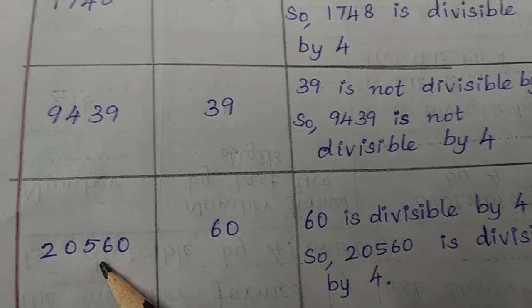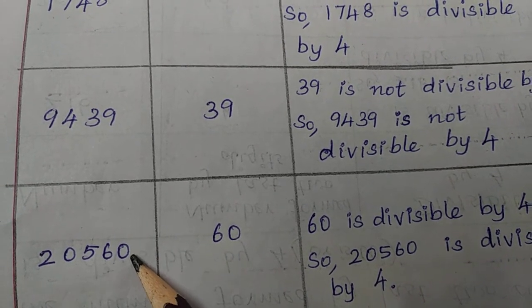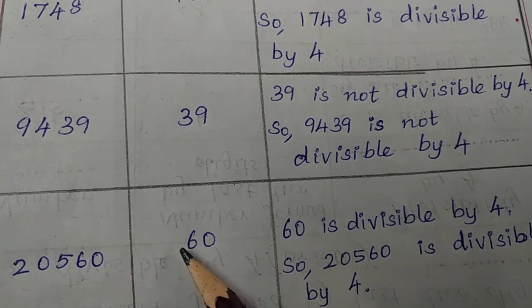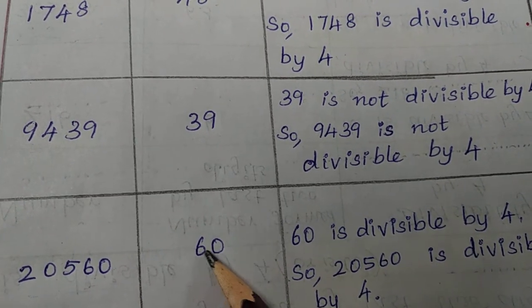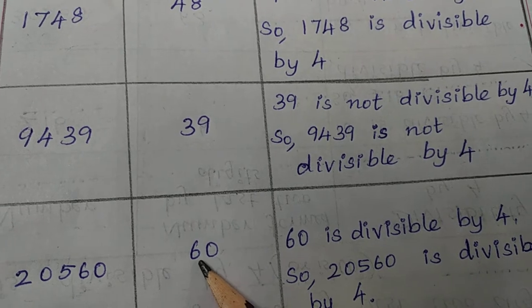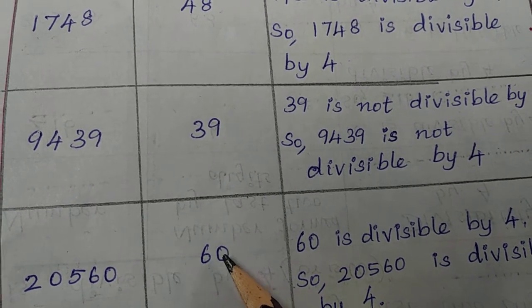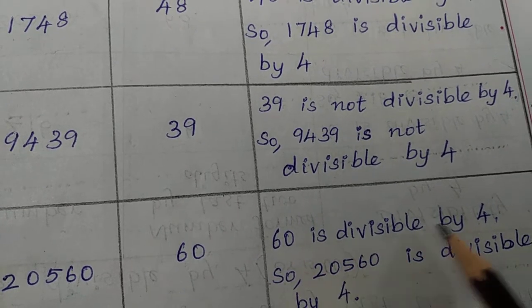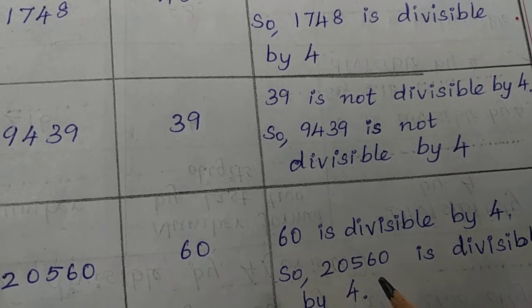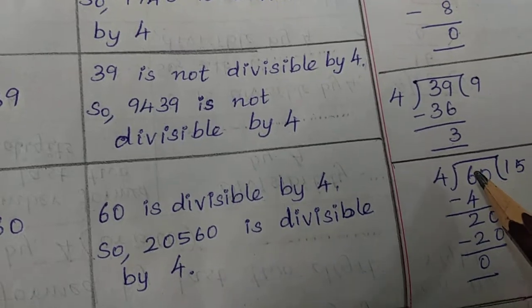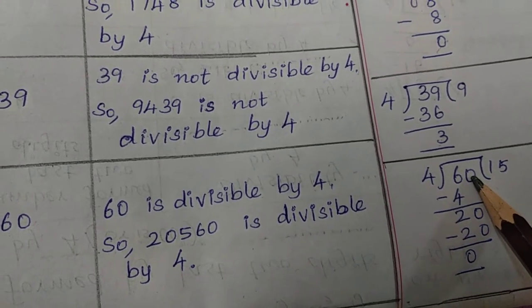20,560. The number formed by the last two digits on the extreme right side is 60. You know very well 40 plus 20 is 60. 40 is in the fourth table, 20 is in the fourth table, so 60 is also in the fourth table. So 60 is divisible by 4. You can easily say that. But if you want to verify, you can make the calculation.